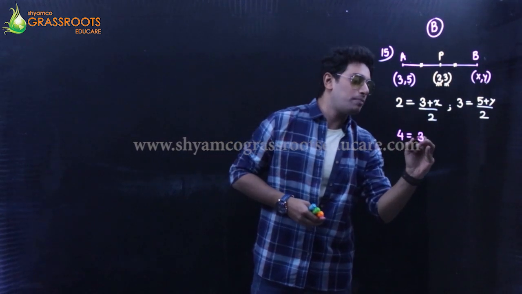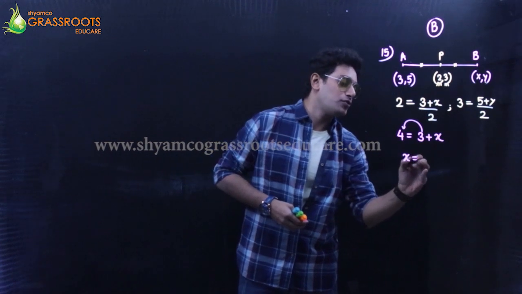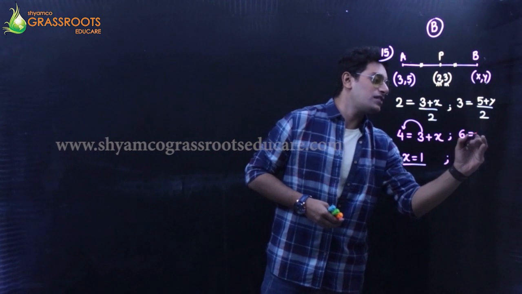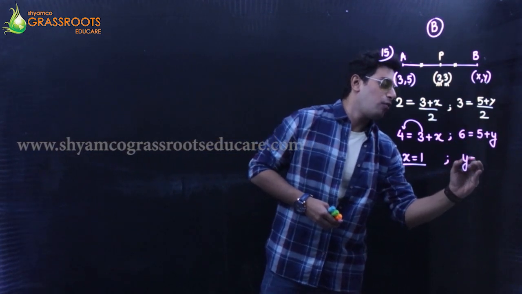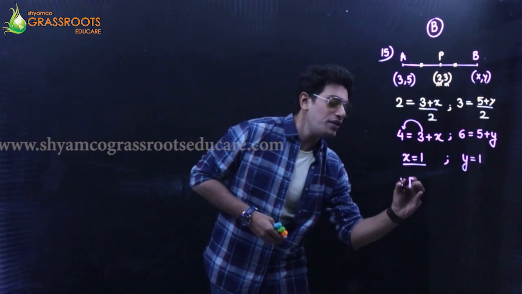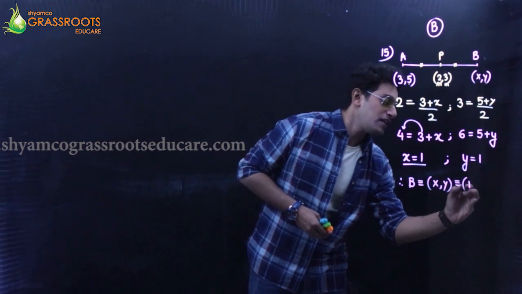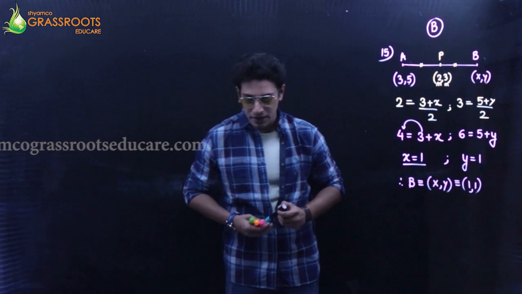4 is equal to 3 plus x. 4 minus 3, that's 1. So x is equal to 1. Cross multiply. 6 is equal to 5 plus y. 6 minus 5, y is equal to 1. So the coordinates of B, which is (x, y), is (1, 1). That's it. 16th for y'all.